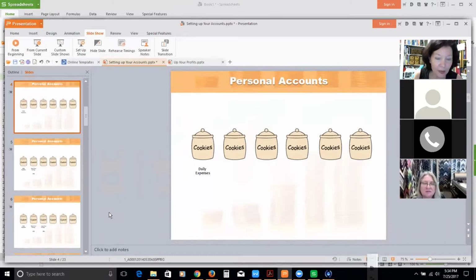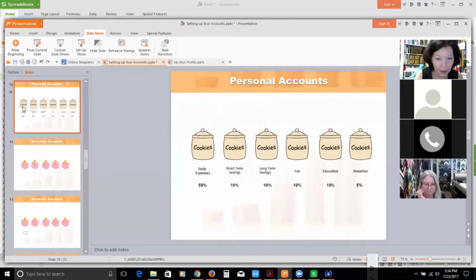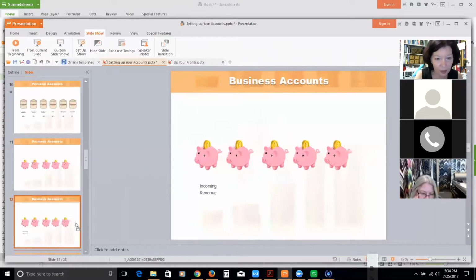You can just set it up so that it goes directly from the incoming revenue, business income too, into, and think of this as being that checking account for your personal income. Yeah, the daily expenses one. So this is basically that one. Okay.